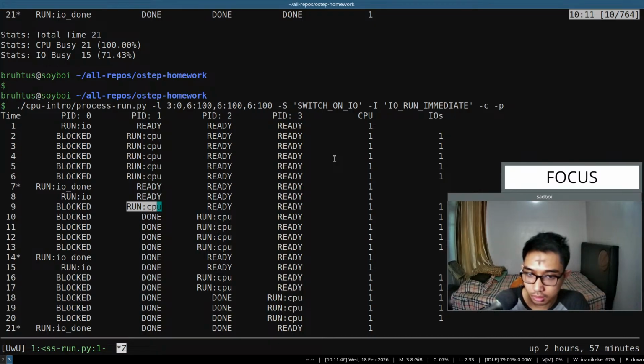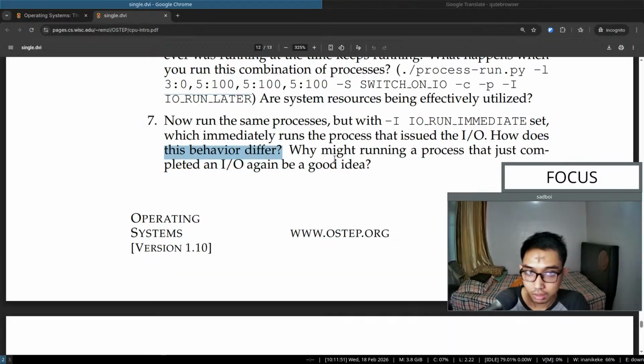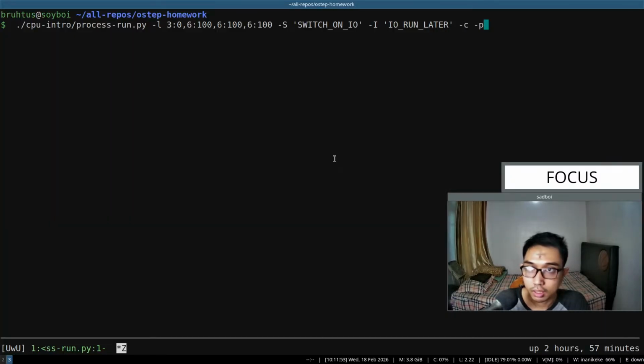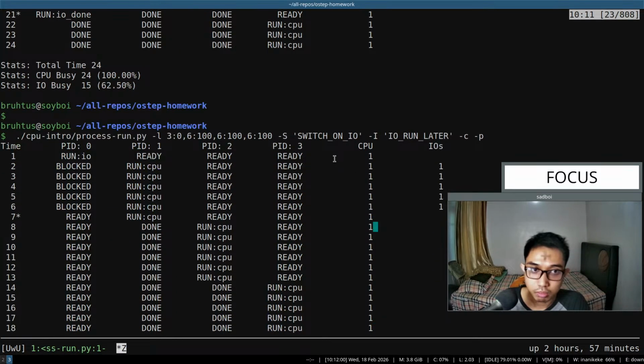Okay, 24. Let me change this to letter. Okay, looks like using input output run immediate might be faster even when the, what is it called, CPU process took longer than the input output process.